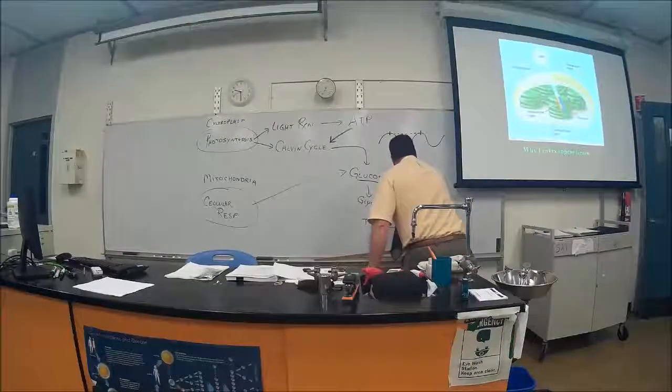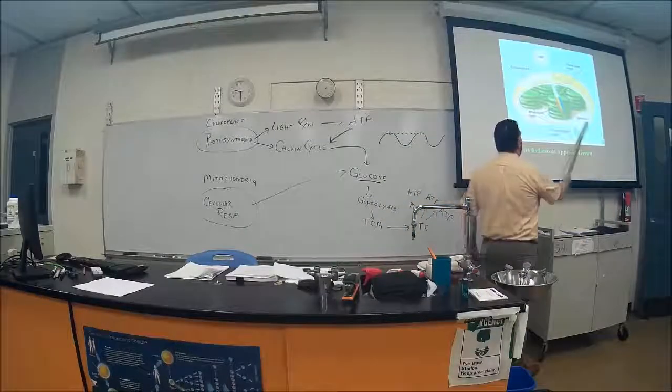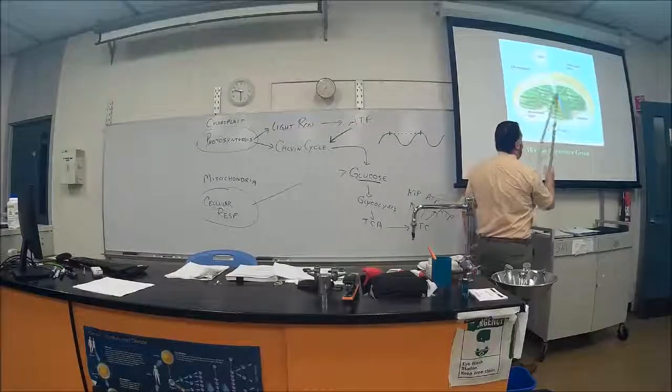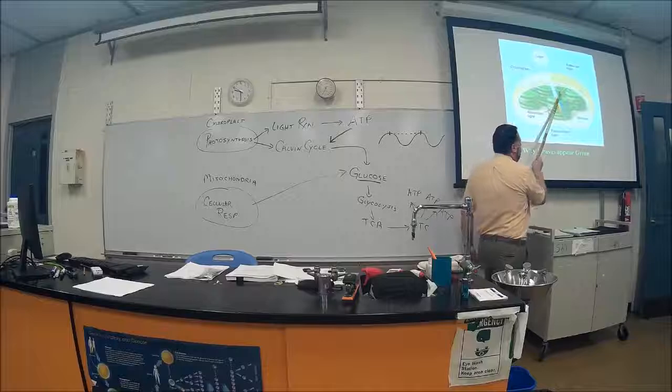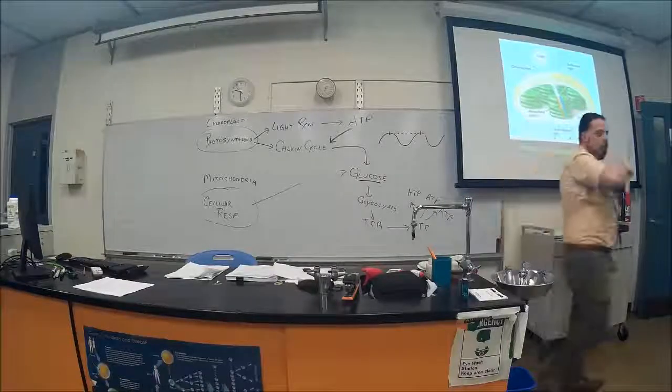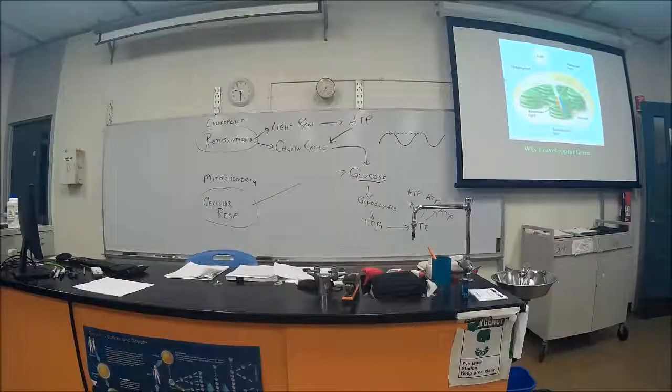So again, you have your chloroplast. Light comes in, it's going to absorb all the colors except for green. Green reflects back. And that's why we see most plants as green.